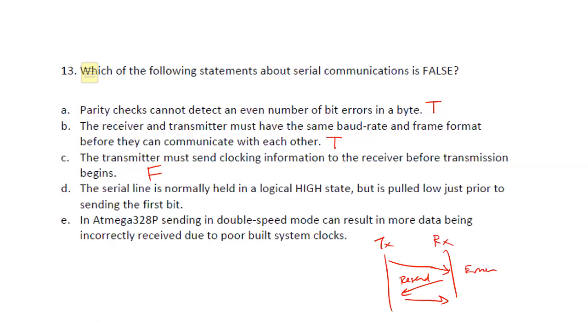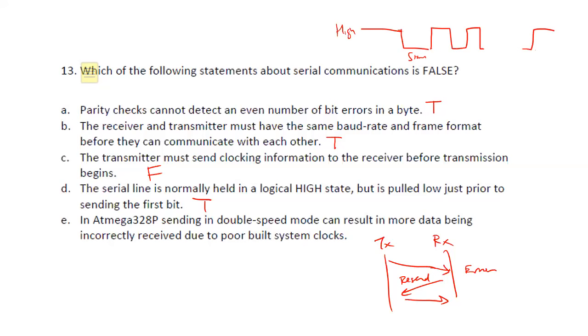Let me see, there's another question. For D, the serial line is normally held at logical high, but is pulled low just prior to sending the first bit. This is true, because if you remember our protocol, the idle line is high, and the start bit will pull it low. So the first bit is actually the start bit. Then you start to have the transmission, and after everything is finished, you have a stop bit. After the stop bit, that is one full packet that you transmit over the channel.